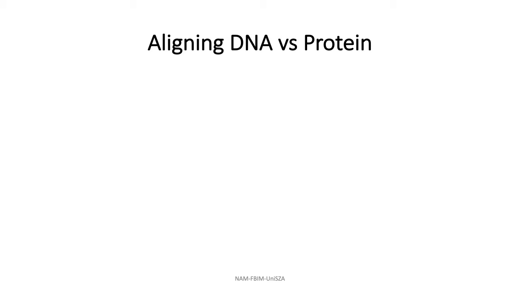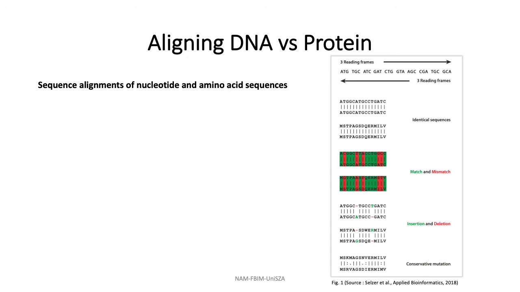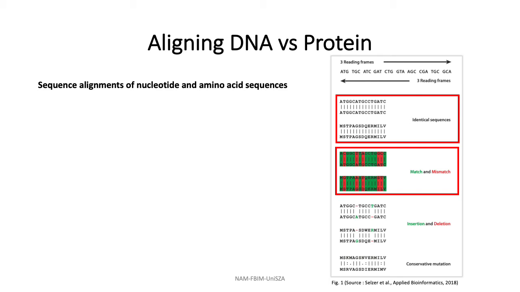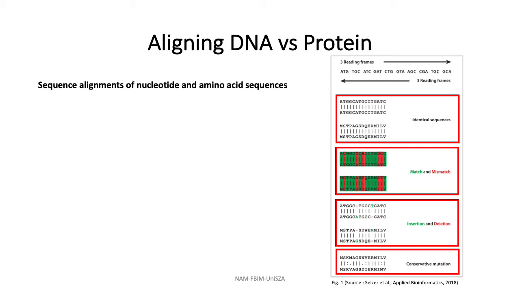Before deciding upon the identity or similarity of two nucleotide or amino acid sequences, an alignment must first be calculated. The underlying principle of such an alignment is relatively simple, as shown in Figure 1. First, identical sequences. Identical sequences refer to the matched sequences shown as follows. Second, match and mismatch. Matches shaded in green refer to the identical sequences. Mismatches shaded in red refer to the different sequences. Third, insertion and deletion. Insertion colored in green, deletion colored in red. Lastly, conservative mutation as follows.